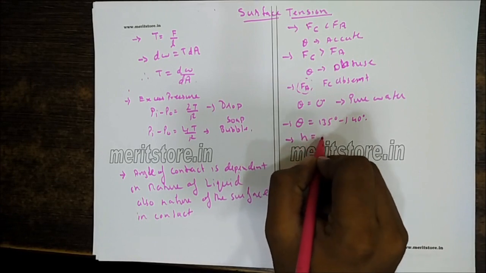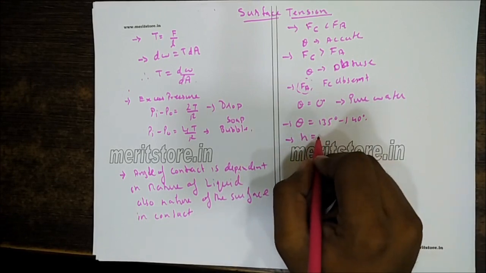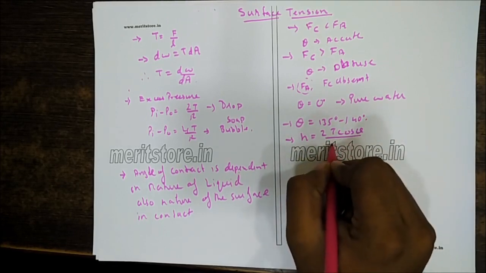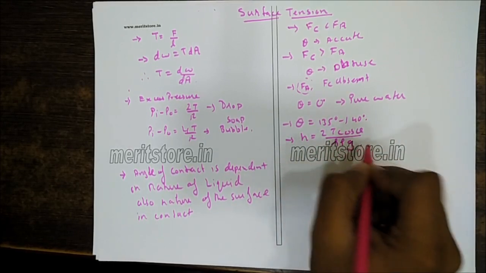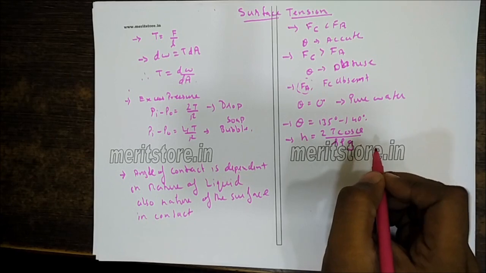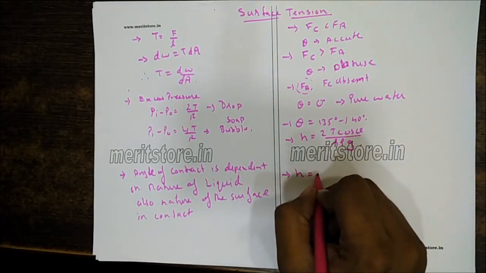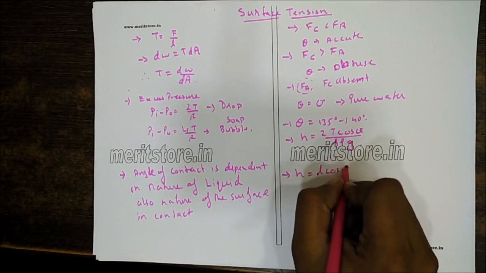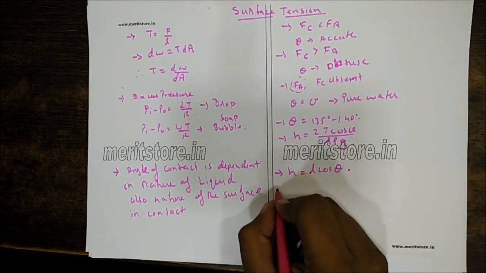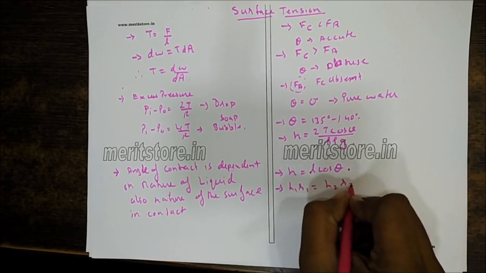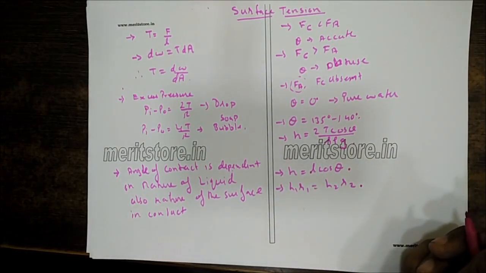Rise in capillarity, h is equal to 2T cos theta upon r rho g. There is another formula, h is equal to l cos theta. Also h1 r1 is equal to h2 r2.